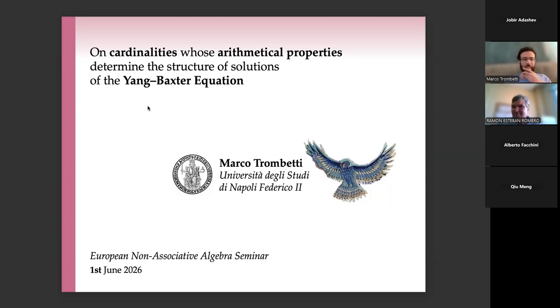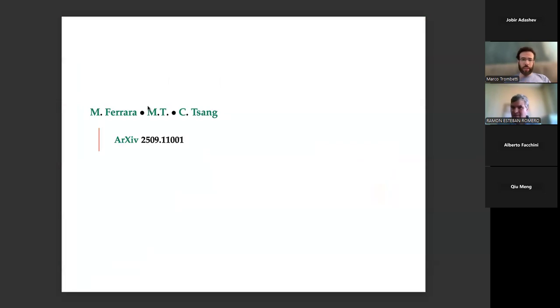But anyway. Okay, so I'm going to talk about cardinalities with arithmetical properties that determine the structure of a solution of the Yang Baxter equation. It's a very long title and is based on a joint work with Maria Ferrara and Cindy Tsang. This paper is still on the arXiv, but we hope it will soon appear somewhere. And so first, let's start.